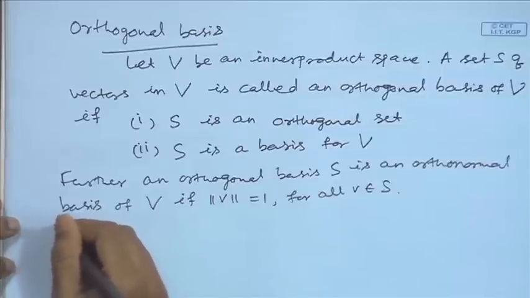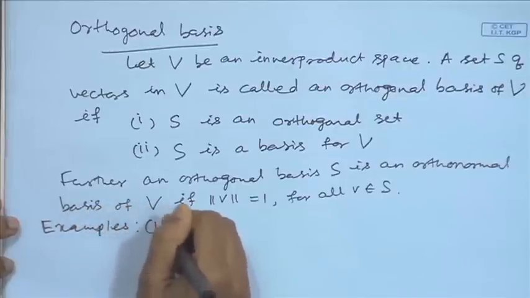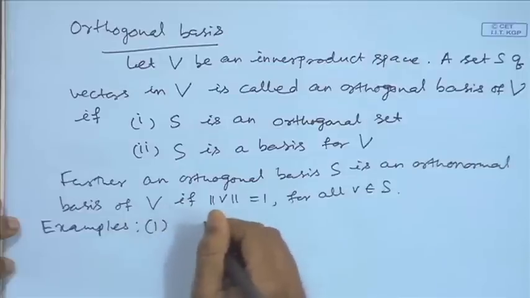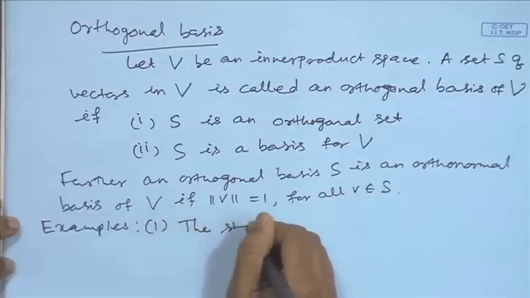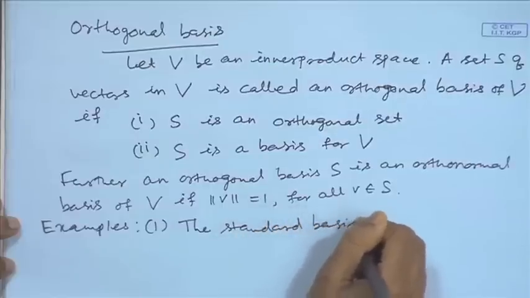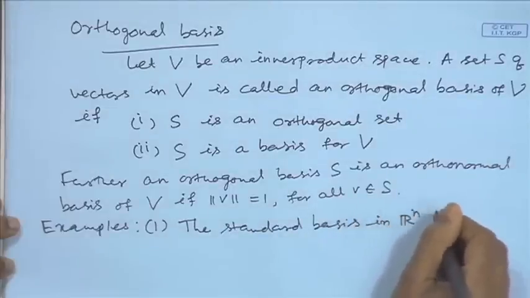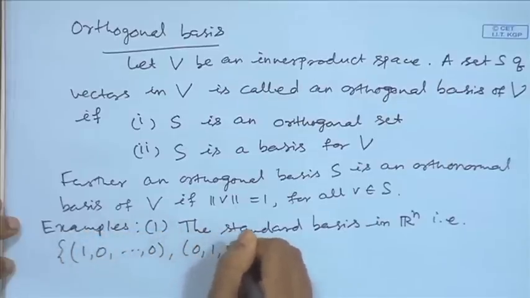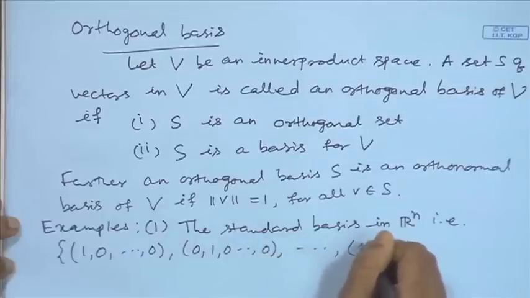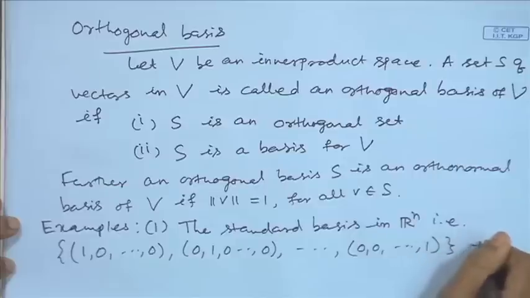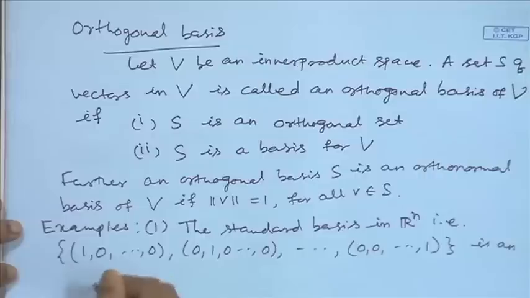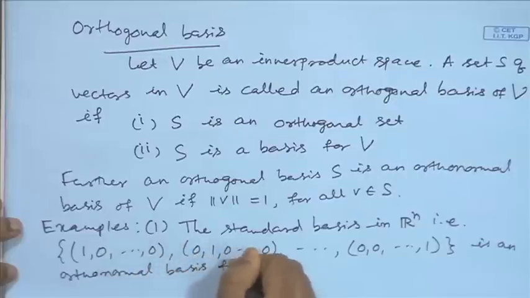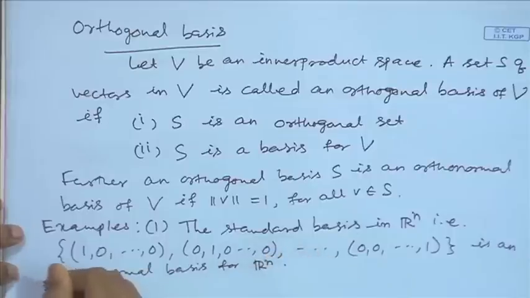So, let us see a few examples of orthogonal bases. The first example is the trivial one: the standard basis in Rn, that is, the set (1, 0, ..., 0), (0, 1, 0, ..., 0), ..., (0, ..., 0, 1). This is an orthonormal basis for Rn.